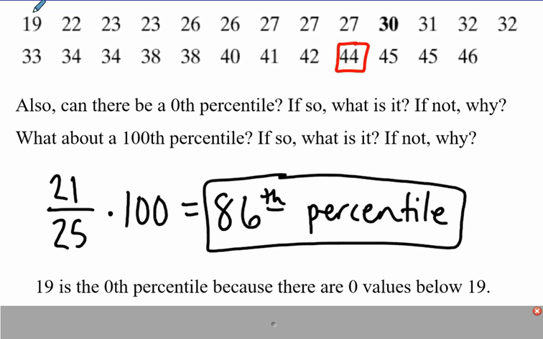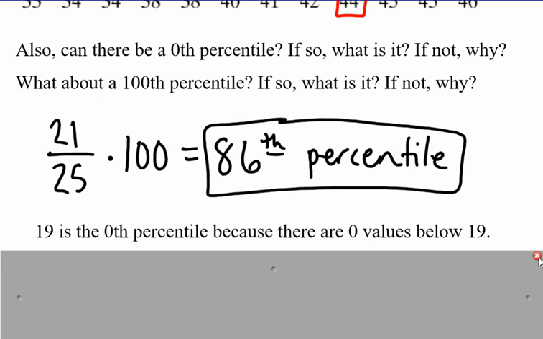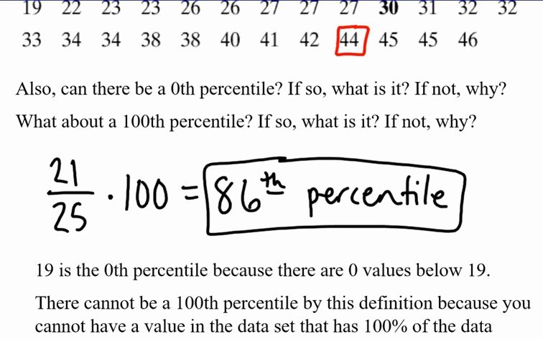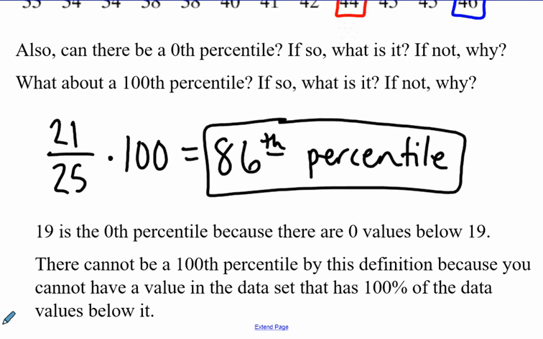Can there be a 100th percentile though? There cannot be a 100th percentile based on this definition, because even if I pick the highest value, 46, there are 24 values below 46, because 46 is the 25th. So 24 out of 25, even 46 in this case, would be the 96th percentile. So there can't be a 100th percentile because there's no value in the data set that also has all of the values below it, because it is inherently in the data set. So that's just an interesting question based on the definition, and definitions are important in math.